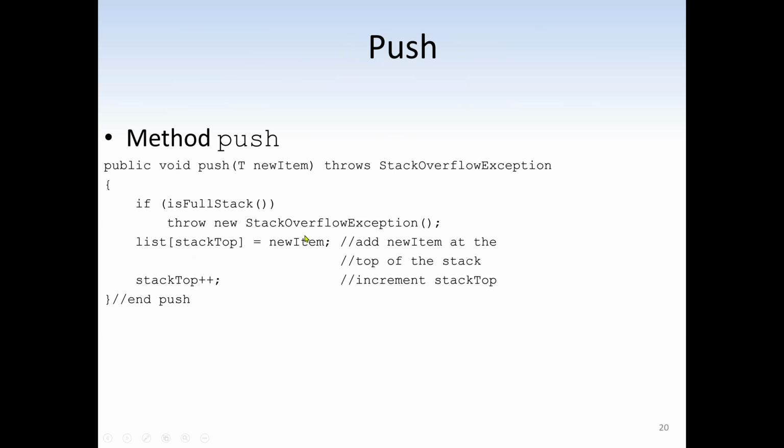So 2 steps. We are going to assign the new item to the stack top, and then we increment the stack top. So again, first we check if there's a space. So we say if it's full stack. If it's true, then we throw a stack overflow exception. If it's false, then we come and assign the new item to the stack top, which means we push it in. Then, after we assign the new item to the stack top, we need to increment the stack top by 1.